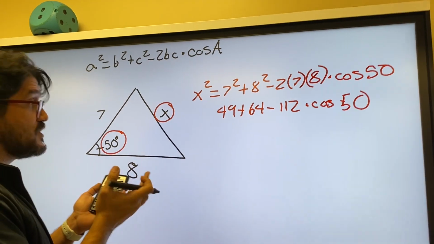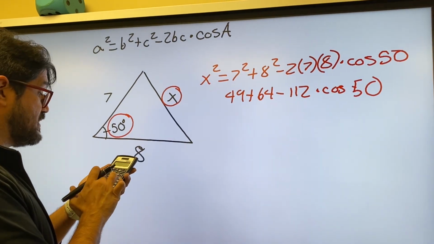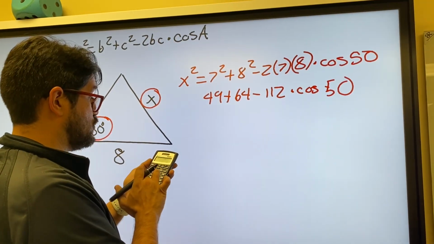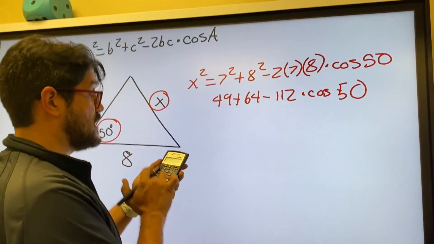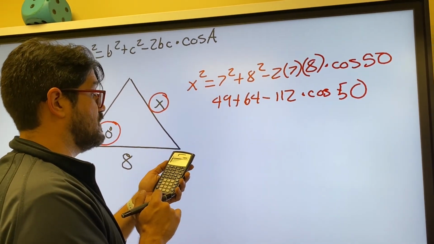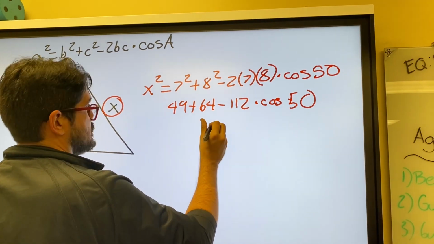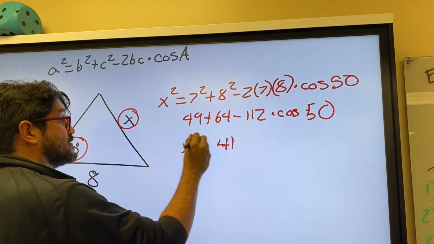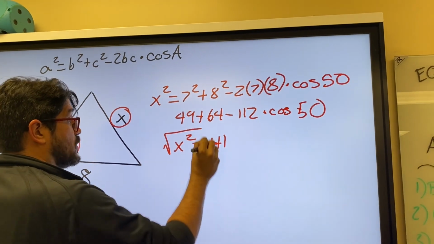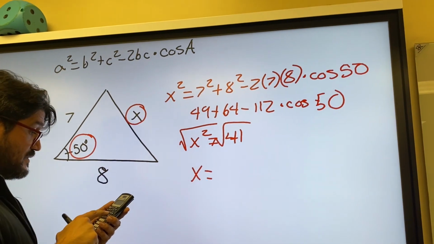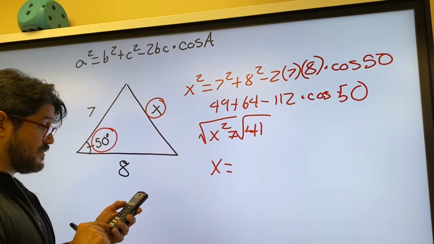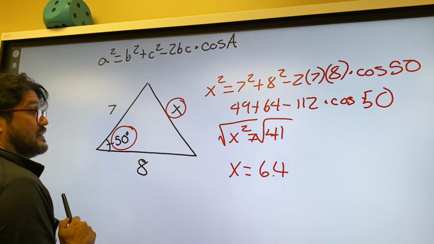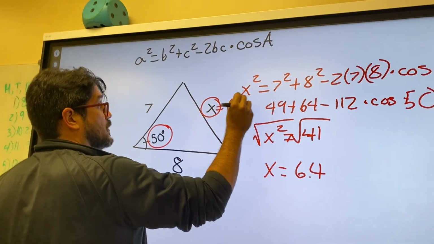All right, so now you just type that into the calculator, 49 plus 64. That equals 113. And we're going to be subtracting 112 times cosine 50. And that's going to give us 41. And then we're going to square root it because right now it equals just x squared equals 41. Then we're going to square root both sides and we're going to round to the 10th. So we're going to square root the answer that we have here and we get 6.4 as our final answer. So that's going to be the length of x, 6.4.